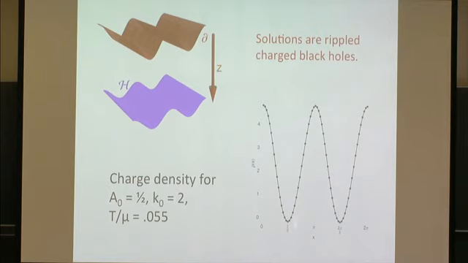Here's a plot of the charge density as a function of x. The scale is 0 up to 4 up here. So these are not small perturbations. These are large effects on our background black hole.